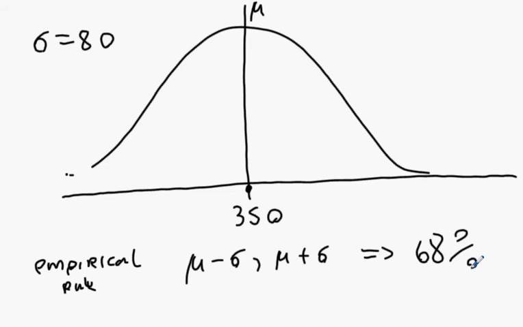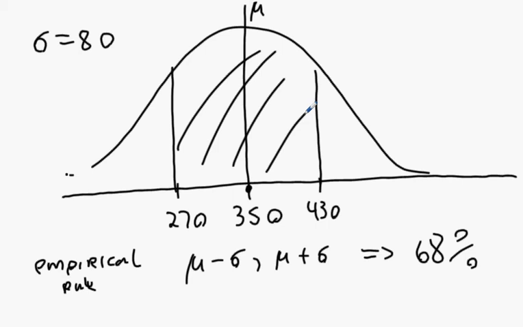As a result, 350 take away one standard deviation is 270. So if I mark 270 on the scale here, and then the upper value, what's that? 430. Now, if I ask you how many people have got a score between 270 and 430, what should you tell me? 68% every time. Plus 1 standard deviation and minus 1 standard deviation always results in 68% of the population scoring between these two numbers.